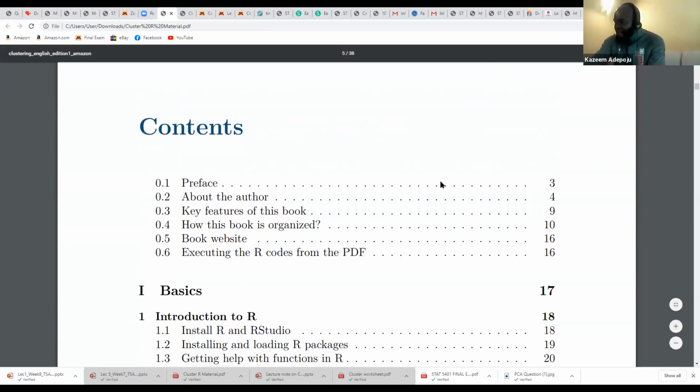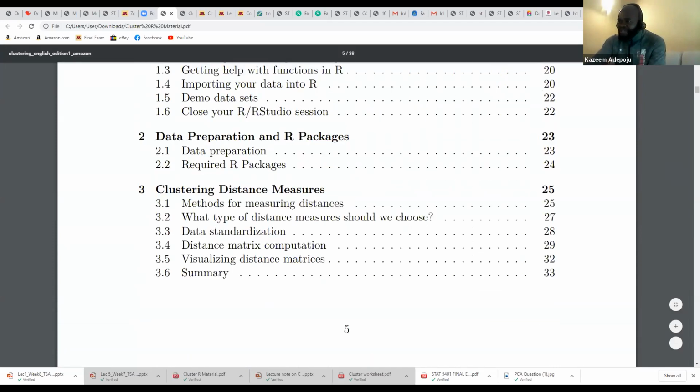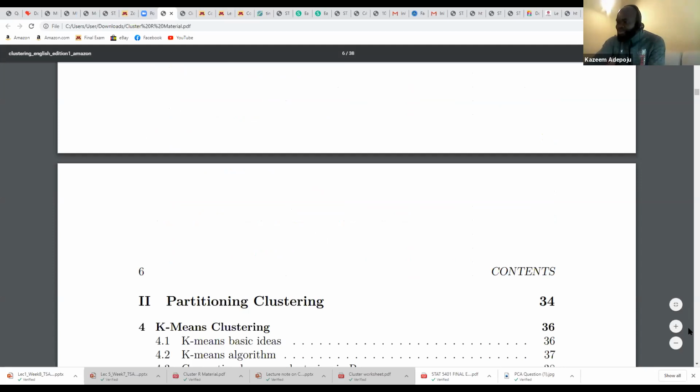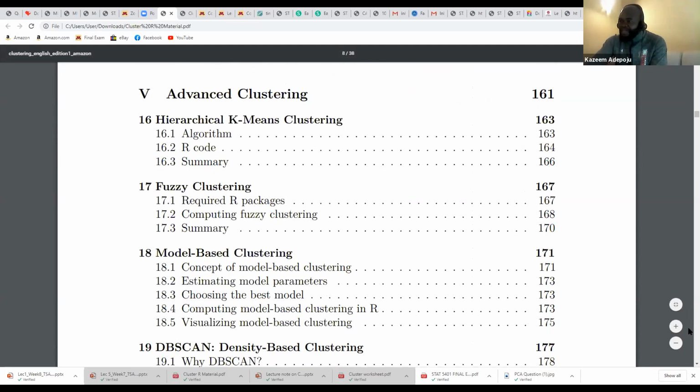If you look at the content, at the area on methods of measuring distance, how do you do that in R? What type of distance measure should we choose? I showed you the other time we have different kinds of distance measures. Data standardization, distance matrix computation. I showed you how to do that manually the other time. You can do that in R. Visualizing distance matrices and so on. If you exploit this book, it has a lot.